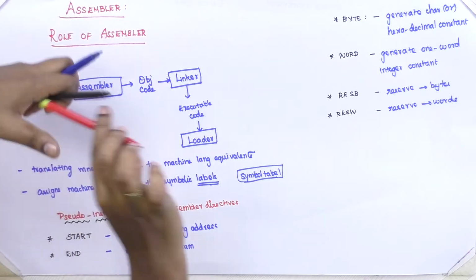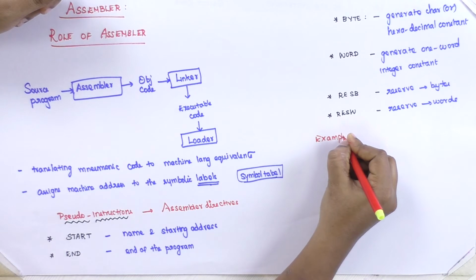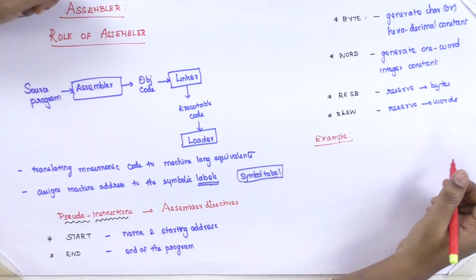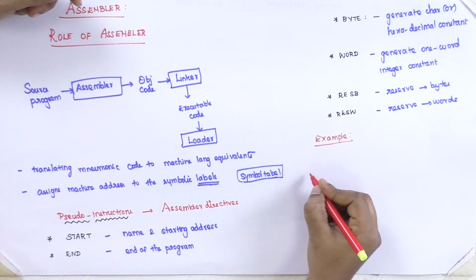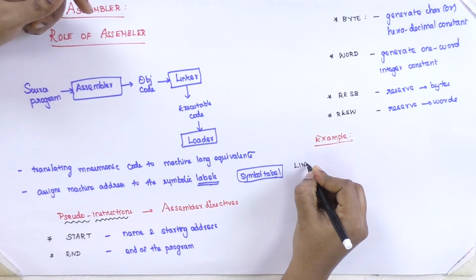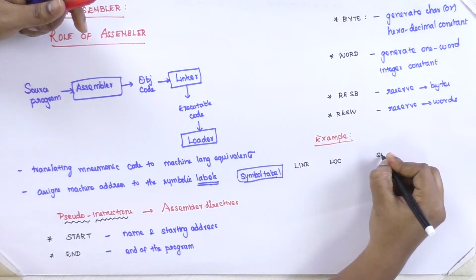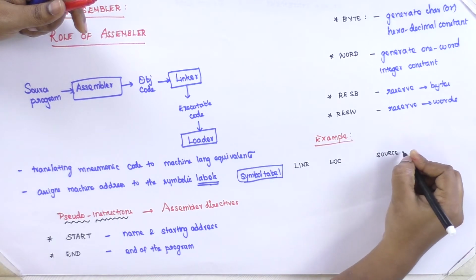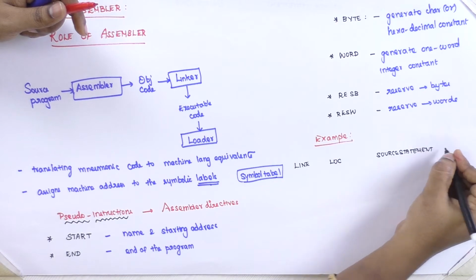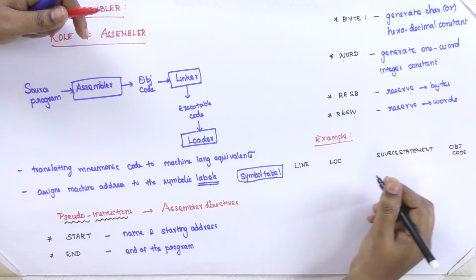Example SIC program. Our example SIC program will be written like this. First there will be the line, then LOC, the location counter, then our source statement, and then finally the object code. This object code will be generated by the assembler.